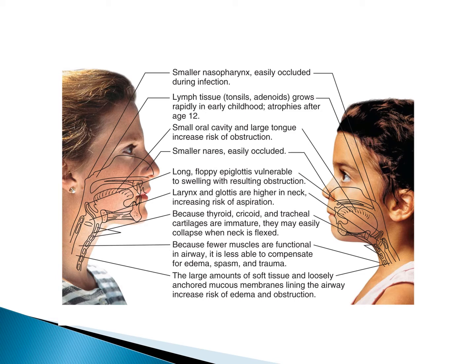And overall, the airway cartilages are immature, so they can become easily compressed or collapse when the neck is flexed. So just like you learn in infant CPR, you only put the infant into the sniffing position. We don't hyperextend the neck. Fewer muscles are functional in the airway, so they are less able to compensate when there is edema, spasm, trauma, or swelling in the airway. And there's a large amount of soft tissue, and the mucous membranes are really loosely anchored, so once again, increased risk for edema and obstruction.